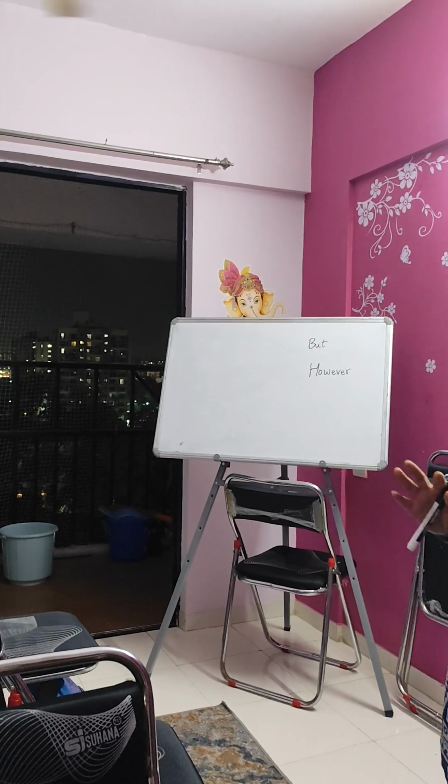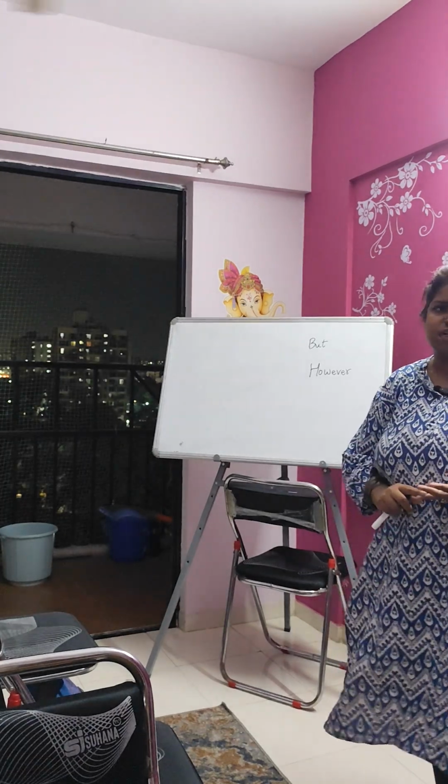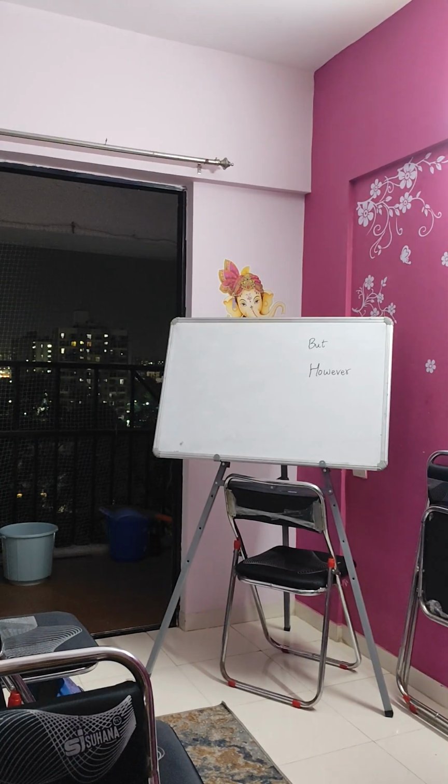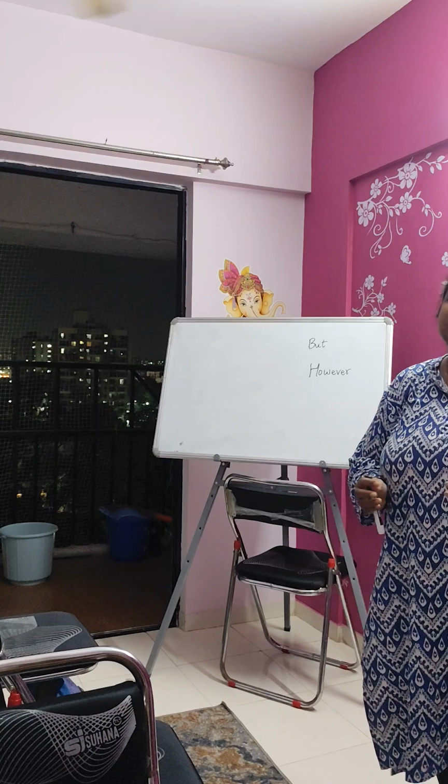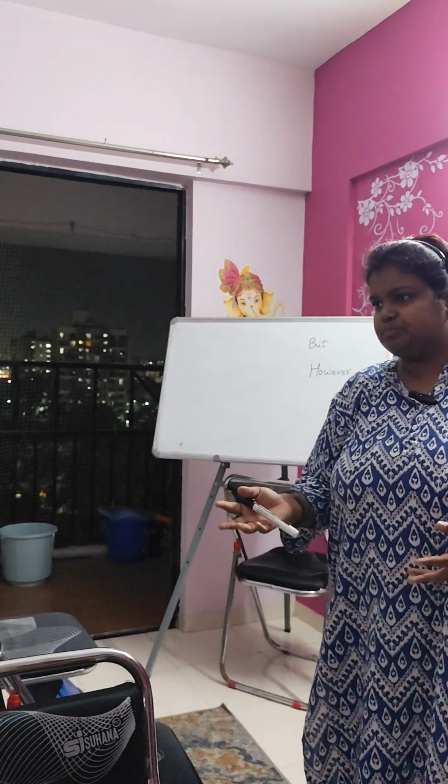So these were your coordinating conjunctions. Now what are correlative conjunctions? Correlative conjunctions are words like either/or, neither/nor, but also.